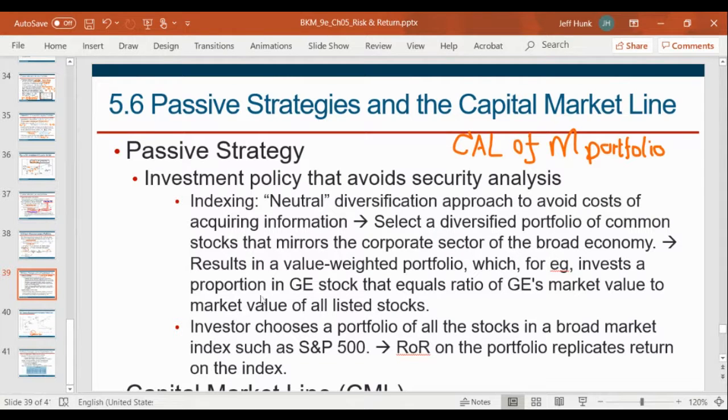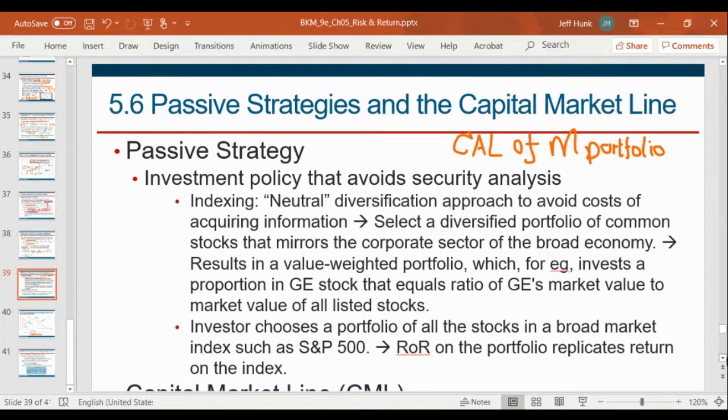It results in a value-weighted portfolio, which invests in proportion in G stock that equals the ratio of G's market value to the market value of all listed stocks. An investor chooses a portfolio of all the stocks, a broad market index, such as the S&P 500.